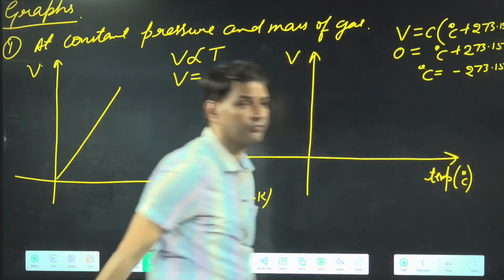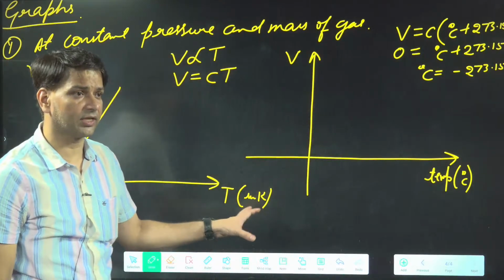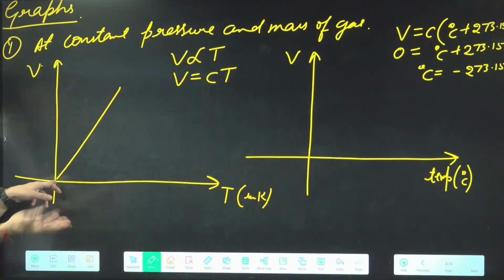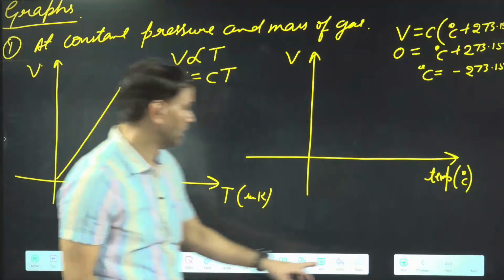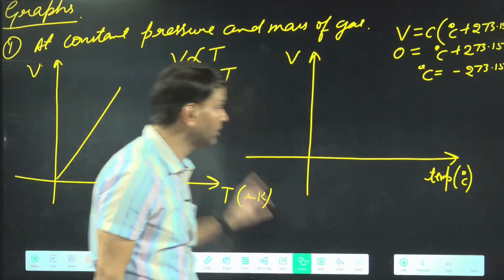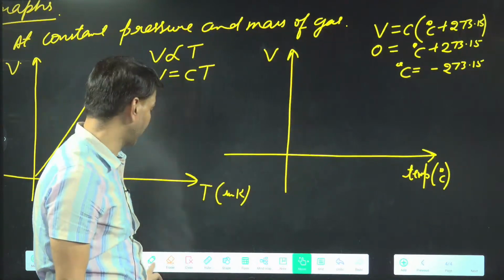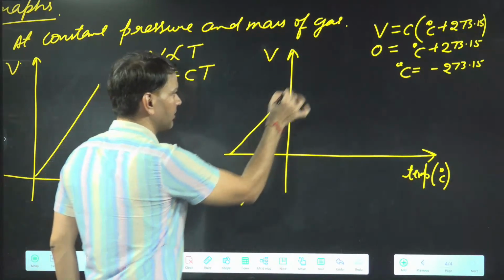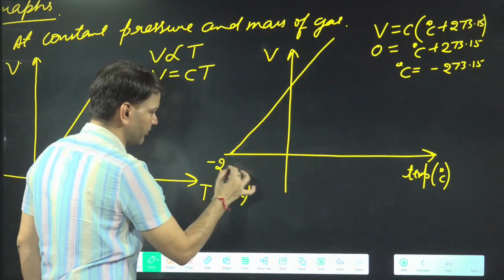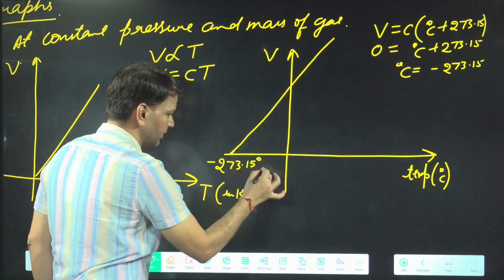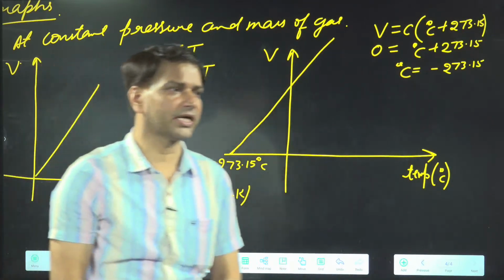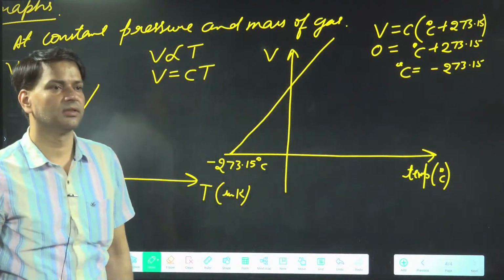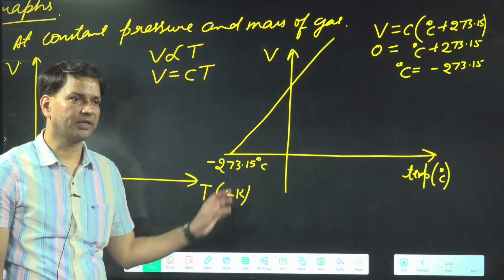273.15. So at which temperature will the volume be 0? Minus 273.15. Earlier it started at the origin, because at 0 Kelvin we consider volume as 0. But here 0 Kelvin is equal to minus 273.15 degree C. So the graph will shift to the negative axis. Then you will get a graph like this, and this point will be minus 273.15 degree C. So the graph will be a straight line, but it will start from the negative x. Should I repeat it again?